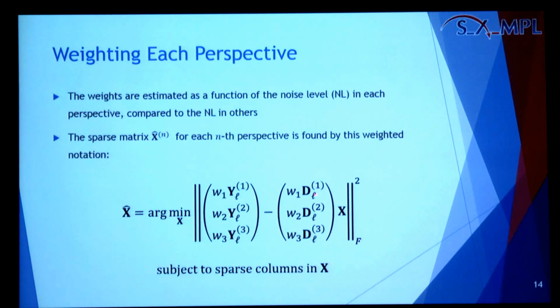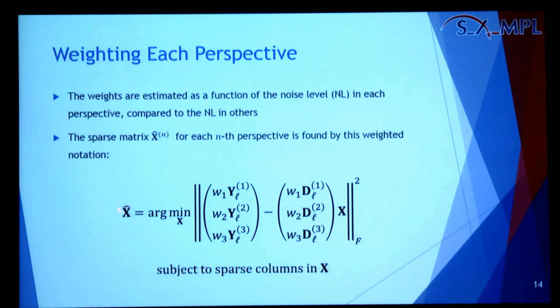Each one of those dictionaries and samples, original low-res images taken from each perspective, is being weighted by a specific W. This W ensures that the better version, in our case in Applied Materials, from the top, is less noisy than left or right. So we're going to put more emphasis on this perspective to solve our problem.